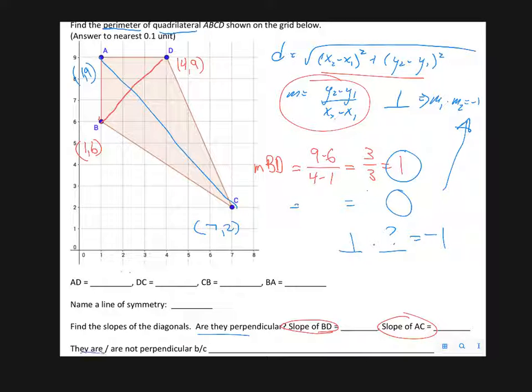So either they are or they are not, because the products do or don't equal -1, right? The products of those two slopes either do equal -1, in which case I would say they are, or they don't equal -1, in which case I would say they're not. And that's how you complete that problem.